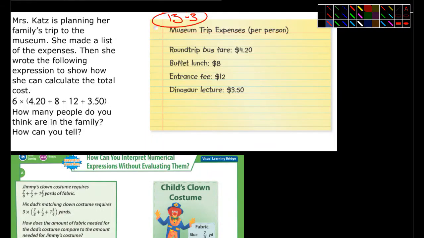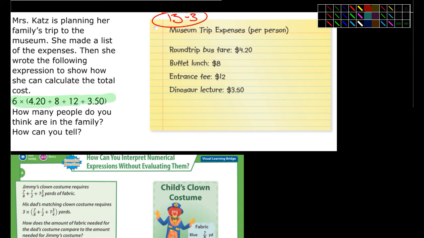Okay, fifth graders, we're starting 13.3, chapter 13, section 3, and this is page 545. And it says Mrs. Katz is planning her family trip to the museum. She made a list of expenses, and then she wrote the following expression to show how she can calculate the total cost. And here's the expression right here.